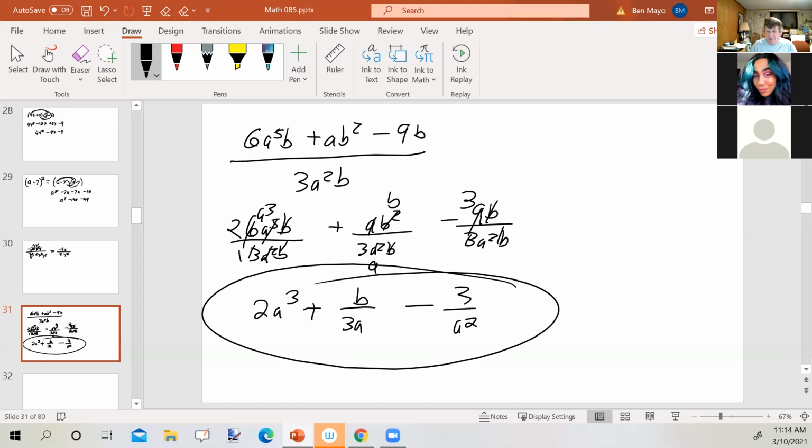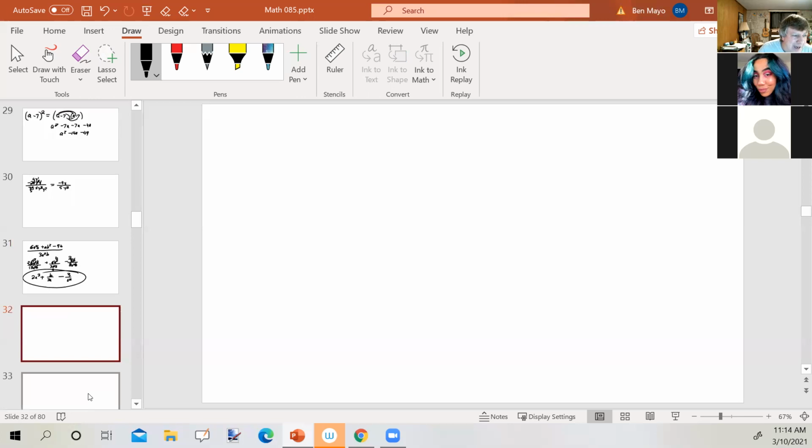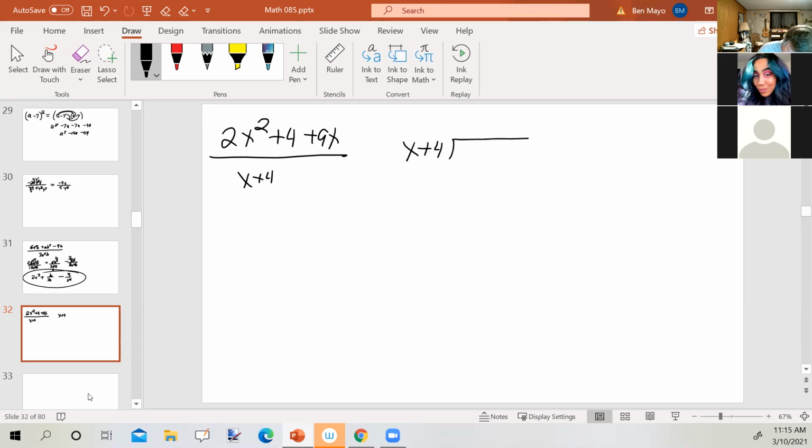And that brings us to your favorite topic, which is long division of polynomials. You didn't know that was your favorite topic? Okay. It says divide. Do not use negative exponents in the answer. 2x squared plus 4 plus 9x over x plus 4. So outside, I'm going to have x plus 4. Inside, I'm going to have 2x squared plus 9x plus 4. Notice the dividend inside, I put it in descending powers.